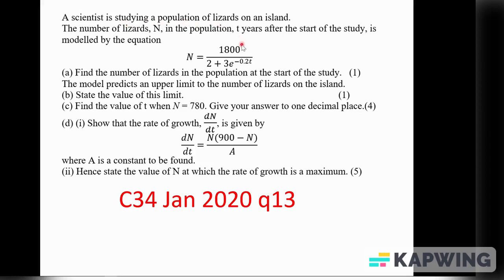We've got a scientist who's studying the population of lizards, which is N, in terms of time in years. It's got the N in terms of T, but the dN over dT is in terms of N rather than T, so we're going to have to do a bit of work later on for our 5 marks.